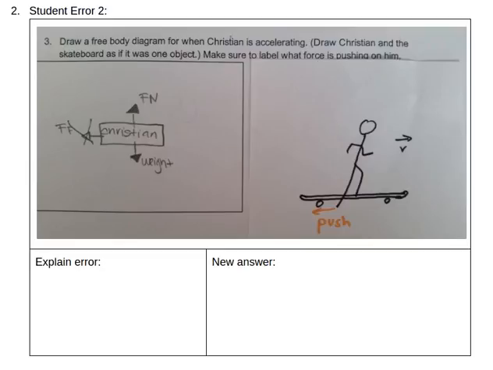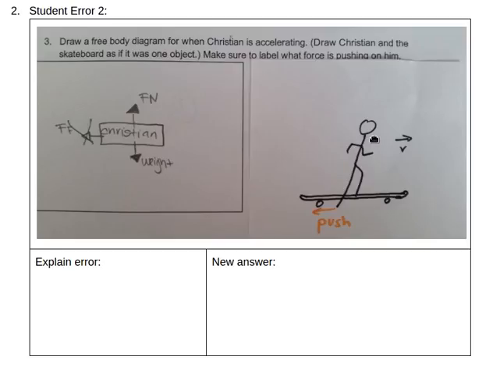Okay, now let's take a look at student error number 2 of the free body diagrams portion. This free body diagram says draw one for when Christian is accelerating. And it says draw Christian and the skateboard as if it's one object. Make sure to label what force is pushing on him. So in this case, I've included another drawing on the side to show what is actually happening.